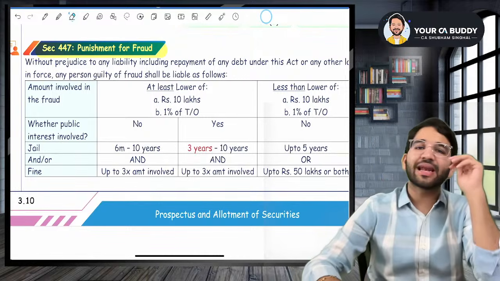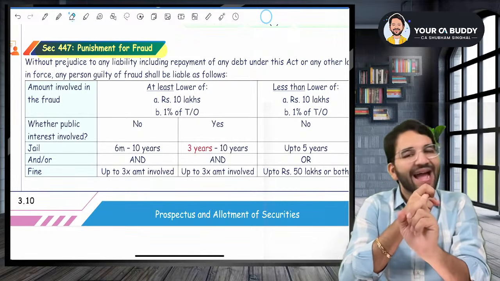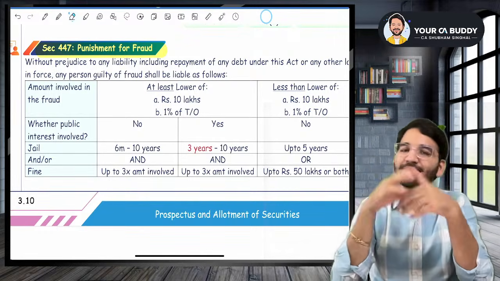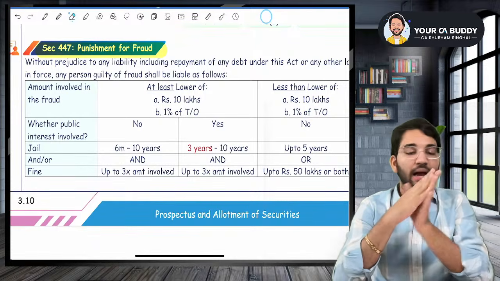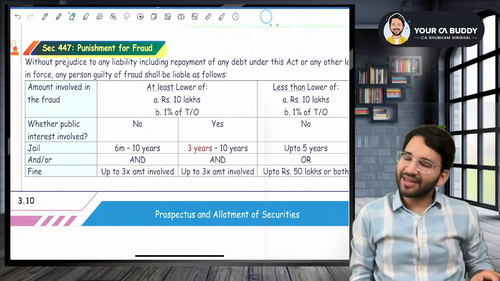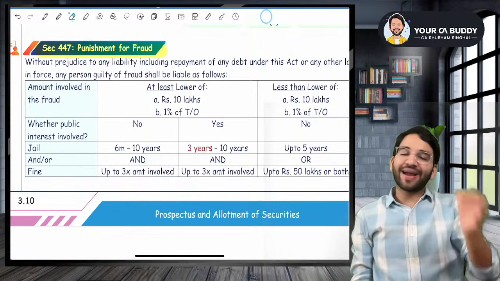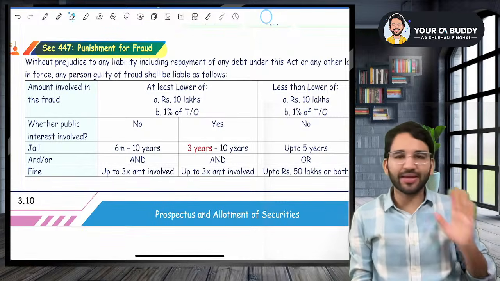For big fraud, what is the liability? Sir, for big fraud, the liability is jail from 6 months to 10 years and fine up to 3 times the amount of fraud. But sir, imagine if it is a big fraud, and what if public interest is also involved? Sir, if public interest is involved, it will be jail from 3 years to 10 years and fine up to 3 times the amount of fraud.